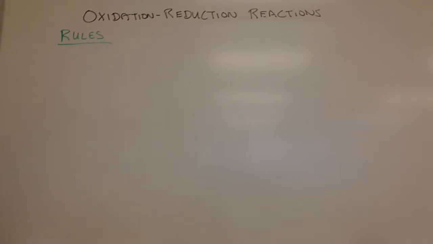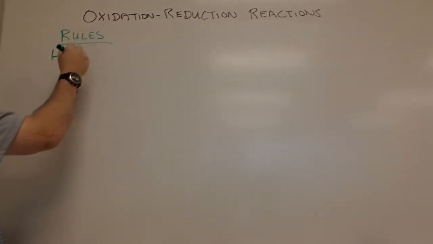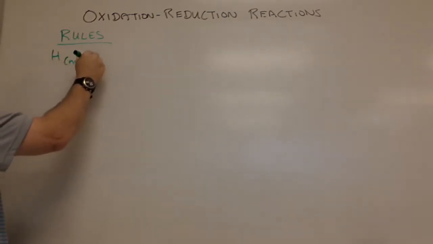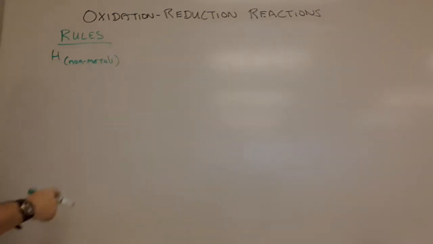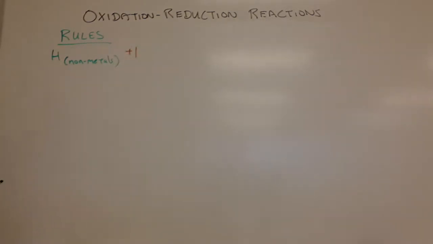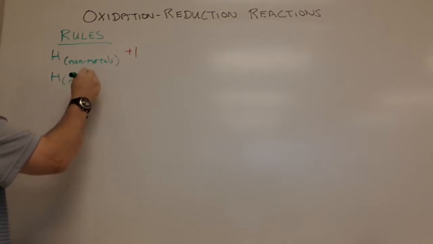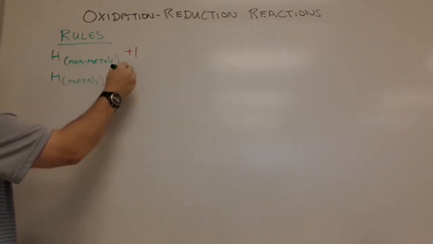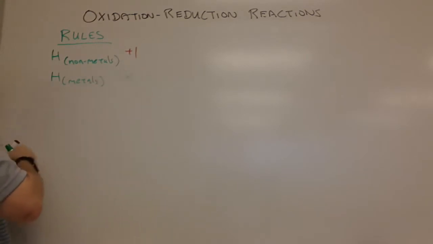So let's start by defining the rules of oxidation reduction. There's a couple of basic rules, right? For the most part, if you have H and it's bound to nonmetals, the oxidation value of that H is going to be +1. Okay? If you have an H that's bound to metals, its oxidation value is going to be -1.